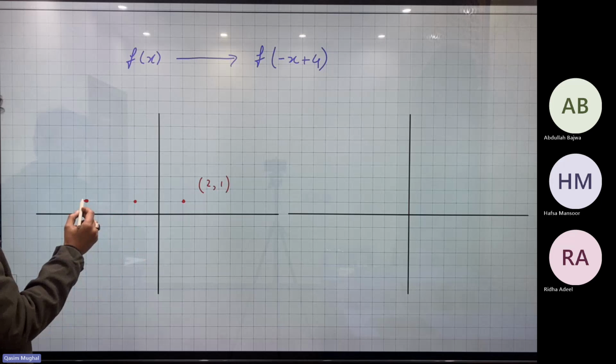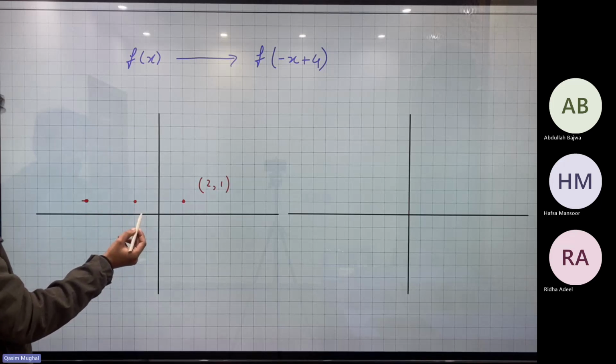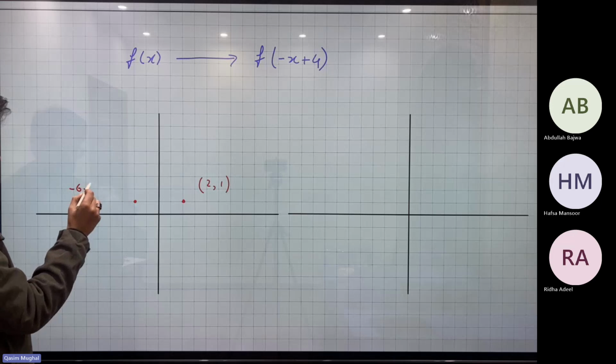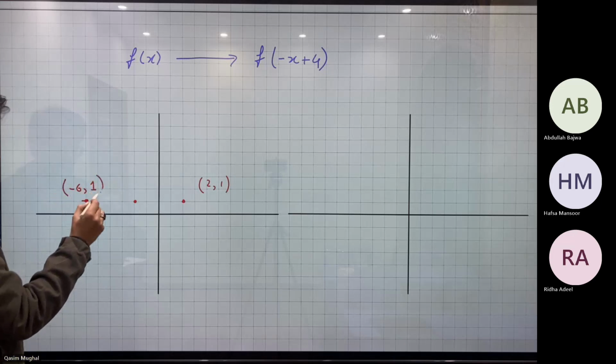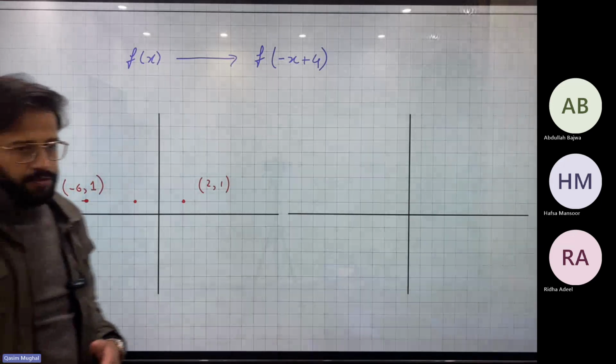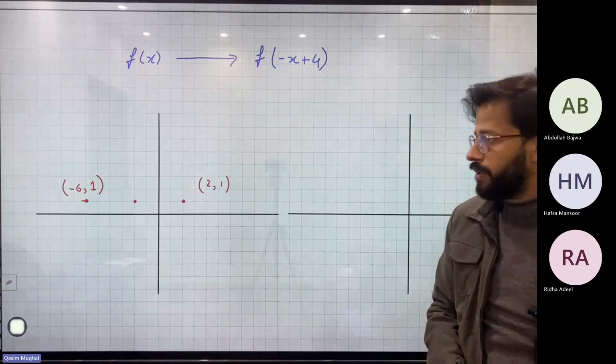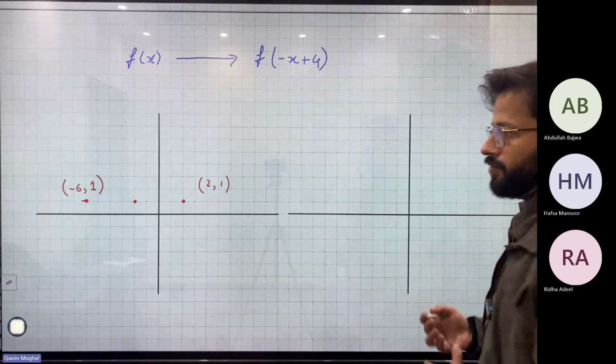Now, what are the coordinates for the final product? 1, 2, 3, 4, 5, 6. Minus 6, 1. This is what happens if we follow the first route without knowing which is correct and which is not correct. Let's see what happens if we follow the second route.